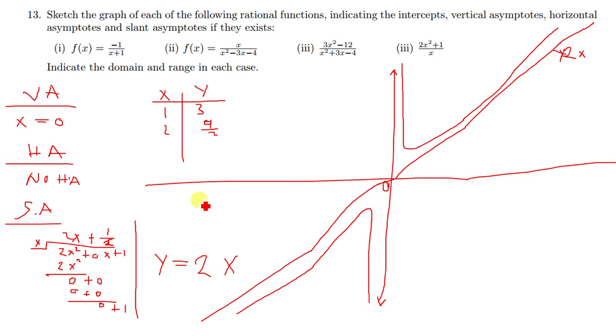So to find the domain and the range. The domain is given by all real values excluding 0. You just equate the denominator to 0. So the domain will just be all real numbers. You can put any real number there, but not 0, excluding 0.